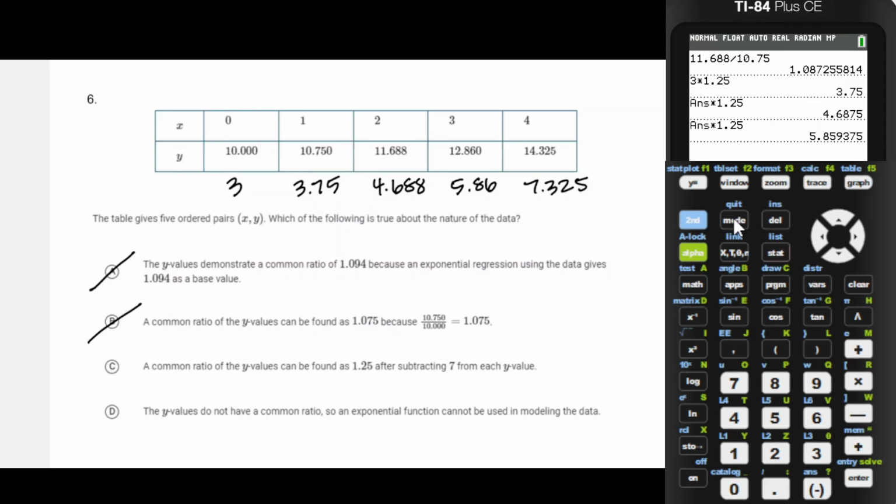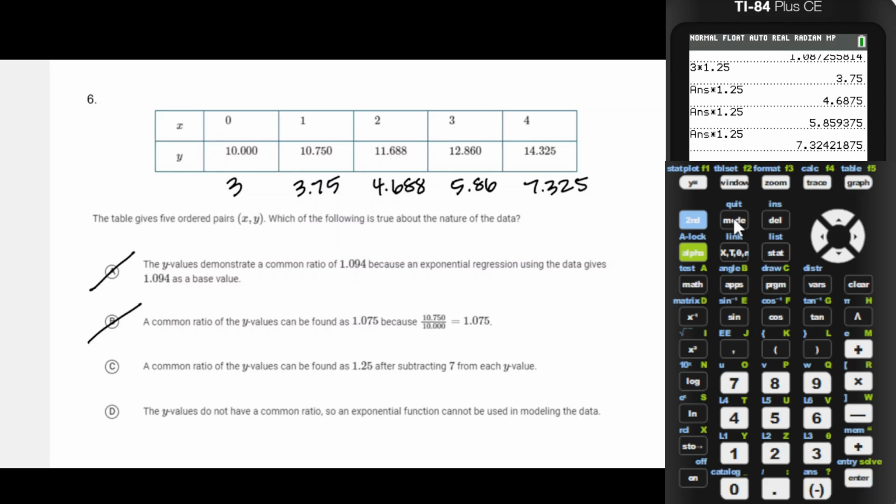4,688, 586. I really wish that was 859. I'm not loving that. But then 7.325. Okay, I think, oh, I know that C is the right answer. Okay, I see it now.